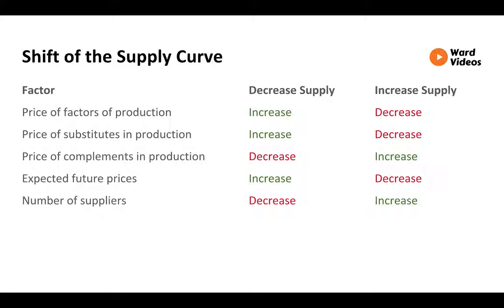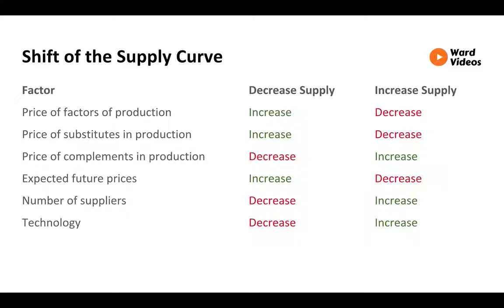Number of suppliers. How many people make the product? If there is a decrease in the number of suppliers, then supply decreases. Though, if there are more suppliers, then supply increases. Why? Because more firms are in the industry, so total supply increases. Remember, this is market supply.